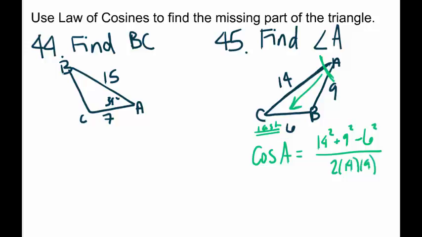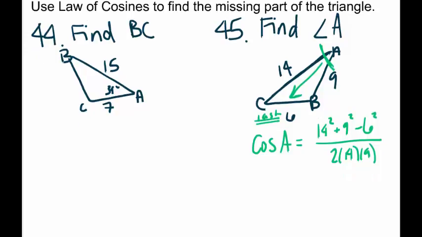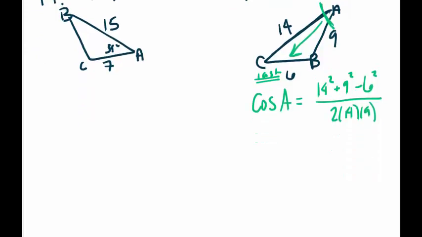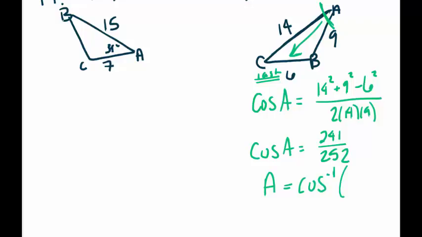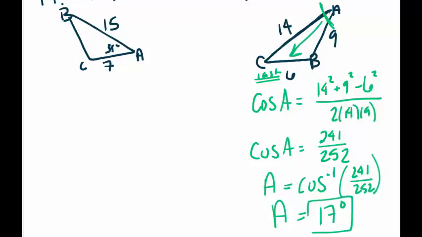I'm going to try to avoid calculator errors. I don't want to get an error or miss a parenthesis, so I'm going to simplify the top and then simplify the bottom. It looks like the top I get 241 over 252. And then that is what I'm going to take an inverse cosine of. I have to inverse it because I'm finding an angle. And it looks like A is, well, if we round it to 1 decimal place, it's about 17 degrees. You could put 16.99, but that's going to round up to 17 degrees.